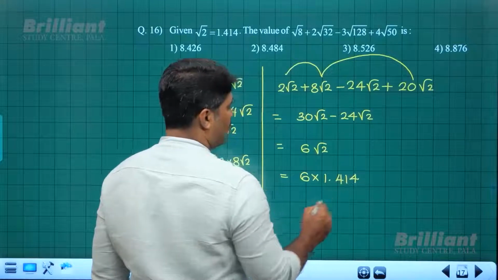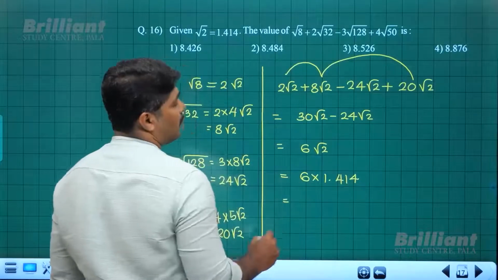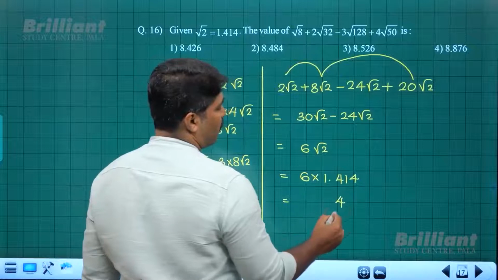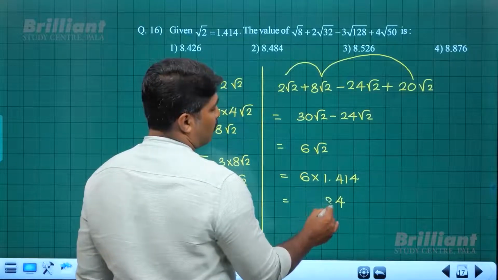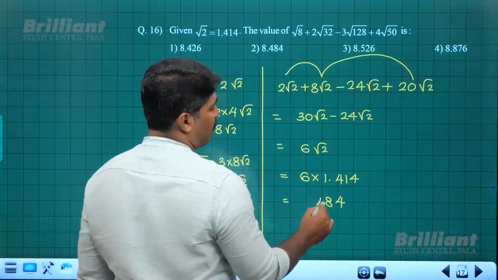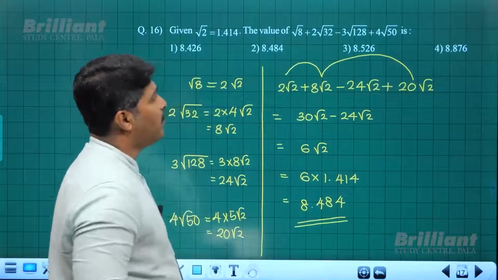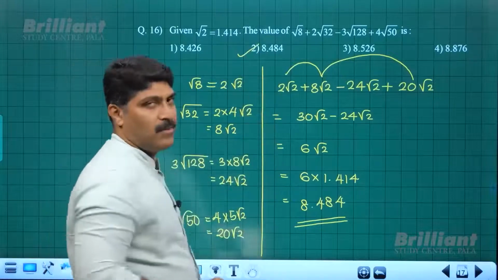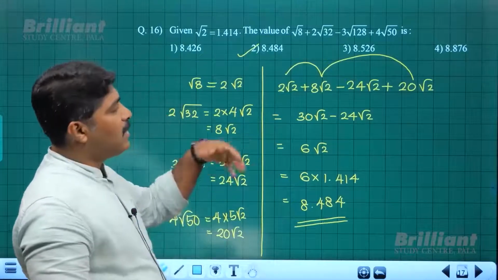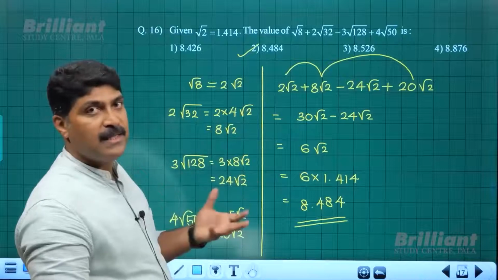1.414. So just multiply it with the 6. So that's equal to 6 into 4, 24, 2 is there, 6 plus 2, 8. So the answer is 8.484. That is option 2. So it's a third-wise operation. Here root 2 is a third.